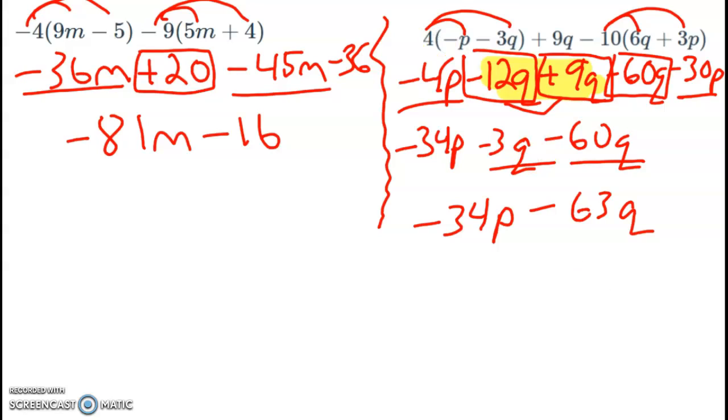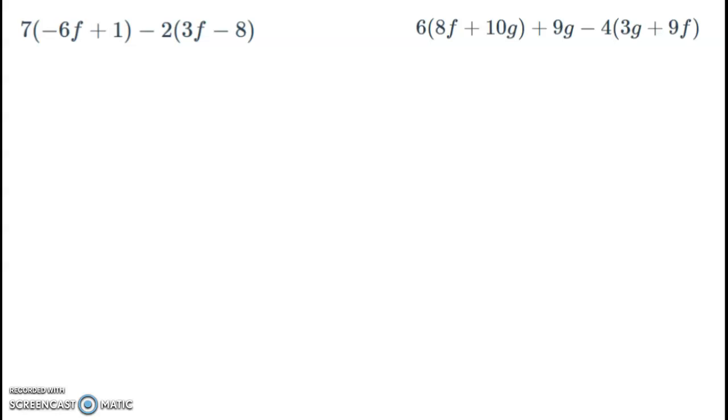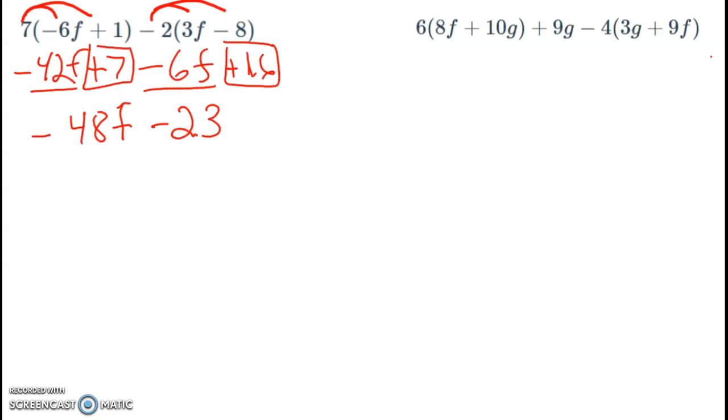Alright. Go ahead and pause the video here and see if you can solve these two. Okay, so for the first answer, you should get negative 48f minus 23. We're going to distribute the 7. Then distribute the negative 2. We get negative 42f plus 7, negative 6f plus 16. Then collect the like terms. Negative 42f plus negative 6f gives you negative 48f. Positive 7 plus positive 16.